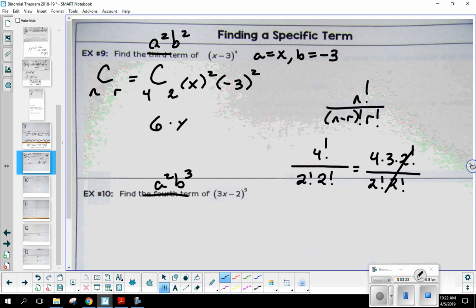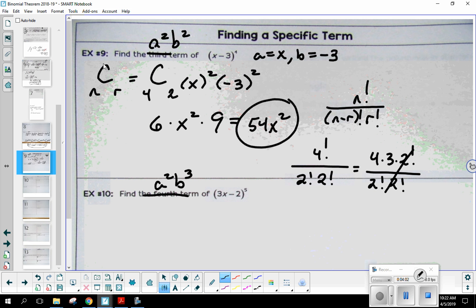Times x squared is just x squared. Times, what's a negative 3 squared? 9. Okay. So now all I need to do is take a product of that. So 6 times x squared times 9. What am I looking at? 54x squared. There we go. That would represent the a squared b squared term. Okay. Good, good.